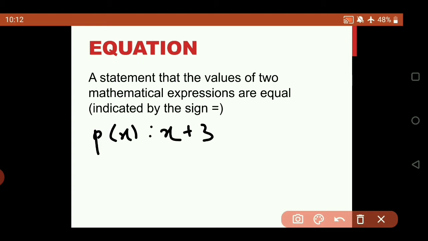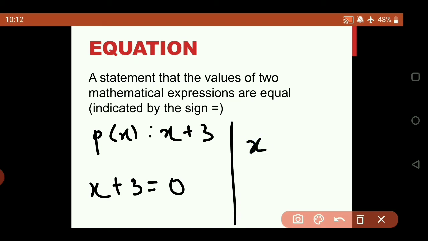But it can be made into an equation as x plus 3 is equal to 0. Now this becomes an equation. Also note that if I write x plus 3, then this cannot be an equation. It is only an expression.